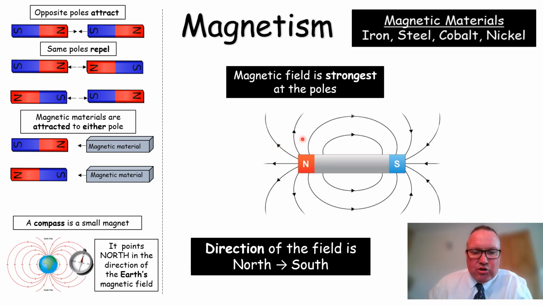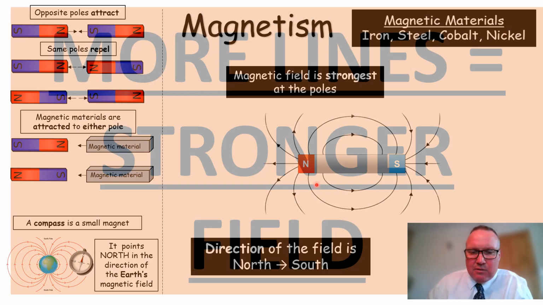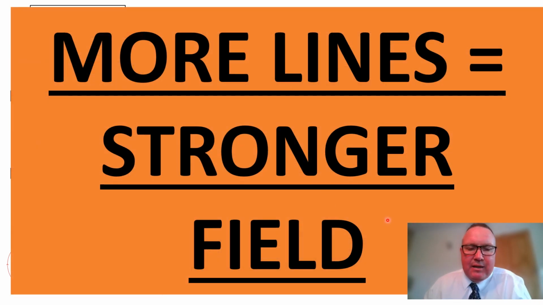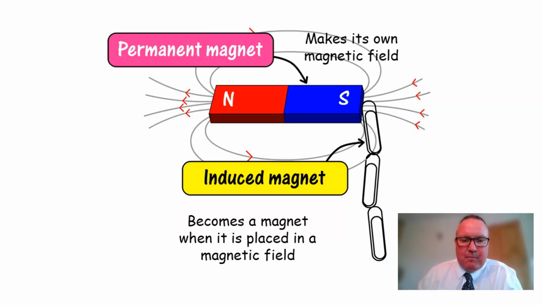So that way we can see that the poles of a magnet are where the field is strongest, and the sides of a magnet are where the field is weakest. More lines meaning stronger, fewer lines meaning a weaker magnetic field.